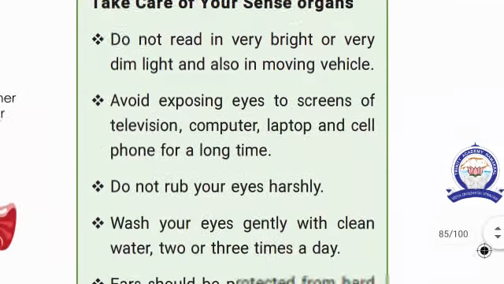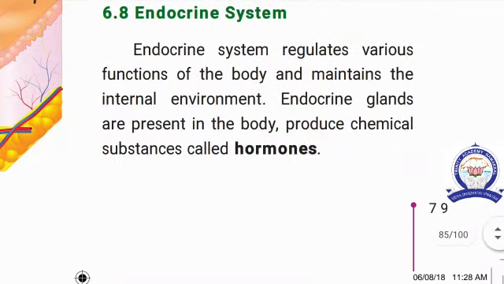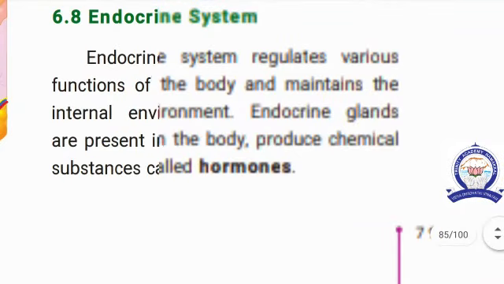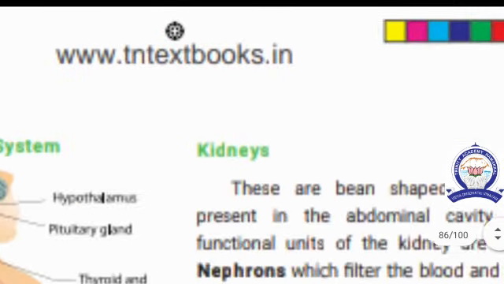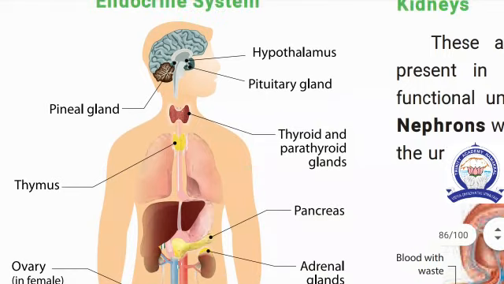The next system is the endocrine system. The endocrine system regulates various functions of the body and maintains the internal environment. Endocrine glands secrete hormones, which are chemical substances produced in the body. These hormones balance our body. It is located in many parts of the body.